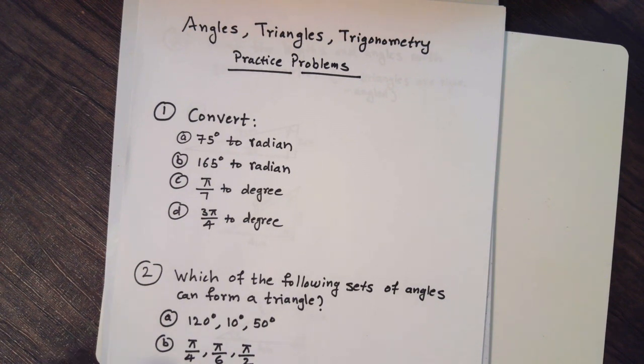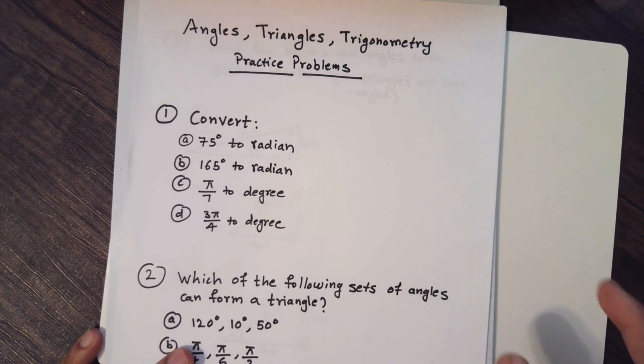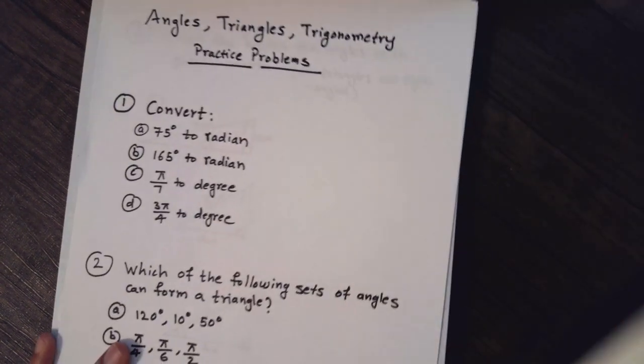So first step, you read the problem. You read the whole thing. And then you think, okay, what do I need to solve this? What knowledge do I need? I need to know how to convert degree to radian and radian to degree. So let's do a quick review of that.